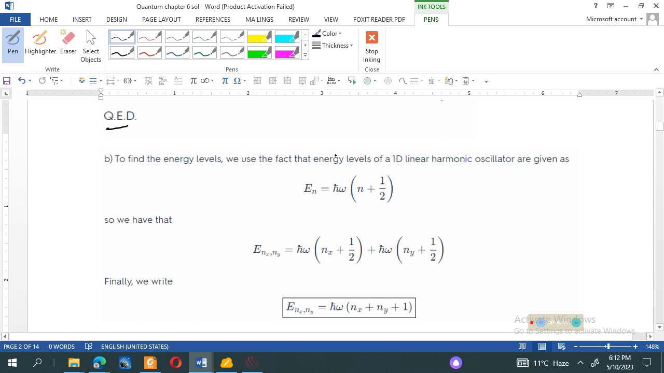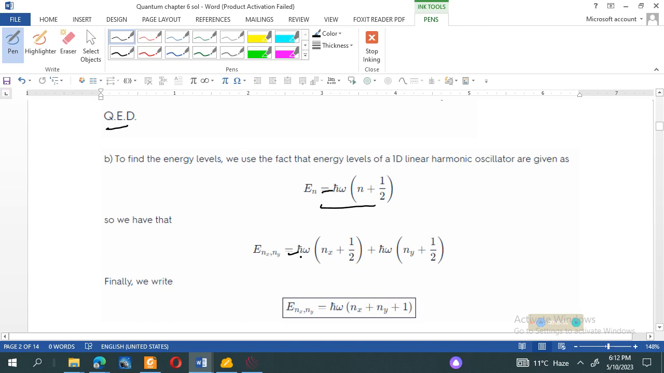To find the energy level, we use the fact that the energy level of a one-dimensional harmonic oscillator is given by En equal to h cut omega into n plus 1 over 2. If we have two dimensions, then we will write E nx and ny will be equal to h cut omega into nx plus 1 over 2, similarly plus h cut omega into ny plus 1 over 2. For the one dimension we write this, for the two dimensions similarly it will be the sum of x and y.